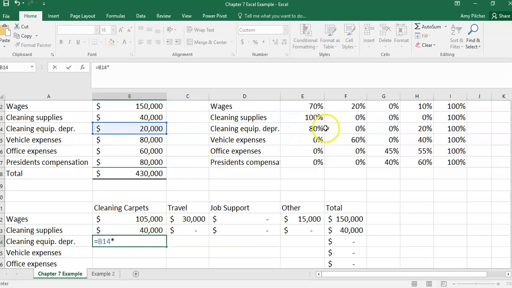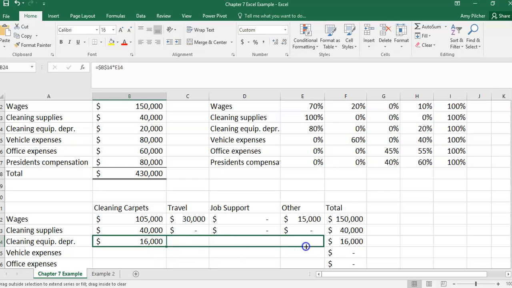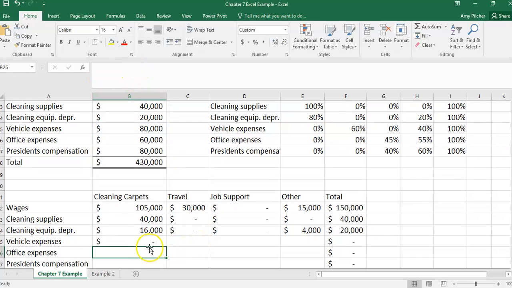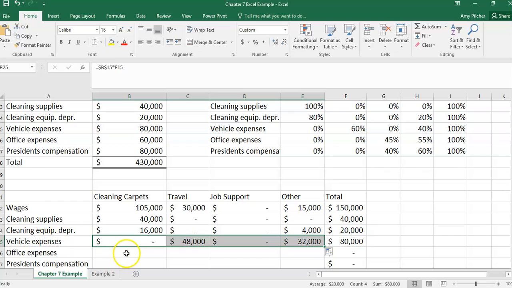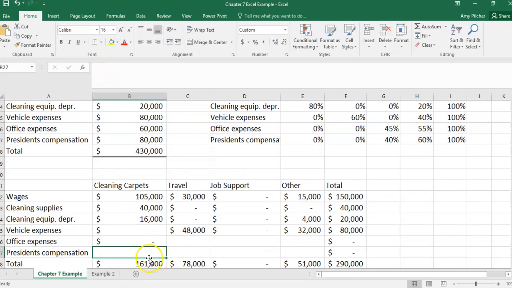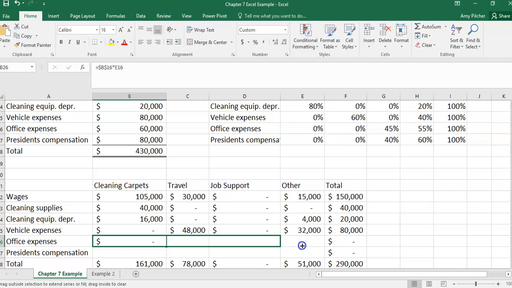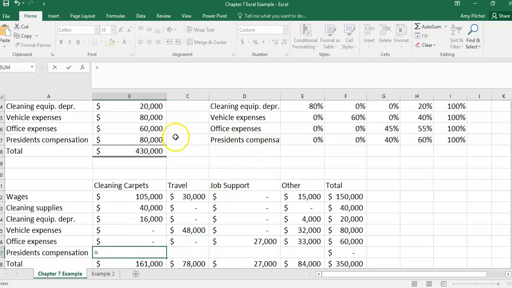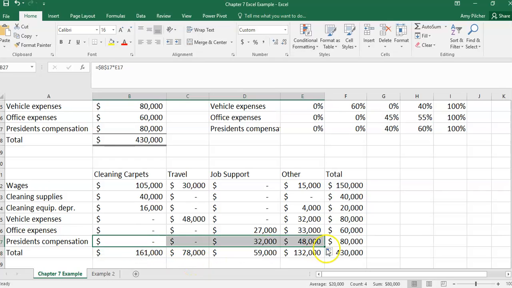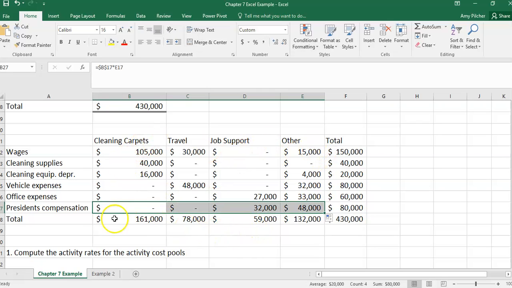Depreciation, vehicle expenses, office expenses, and the president's compensation. We now have amounts for each of our 4 activity pools.